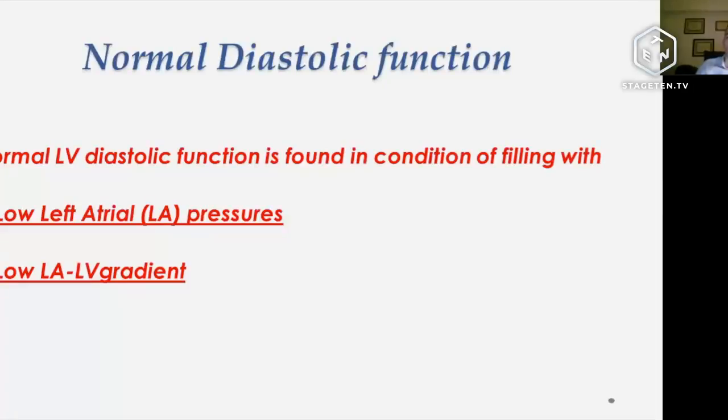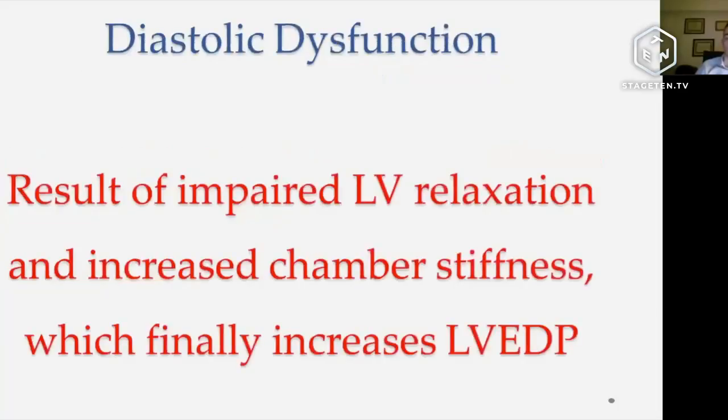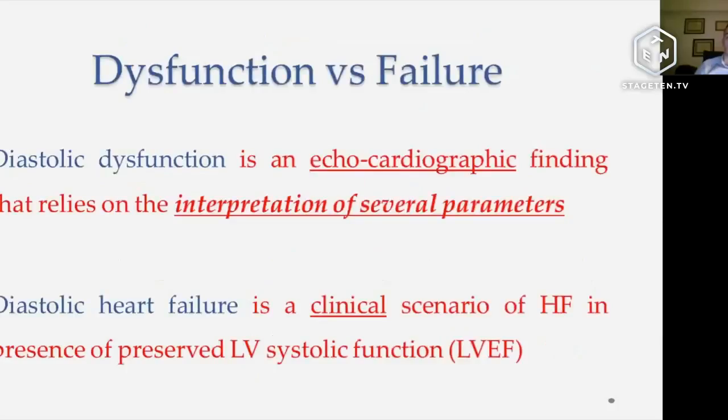I would say that normal diastolic function is a condition in which we have filling of the left ventricle despite low left atrial pressure, and therefore a low left atrial to LV gradient. Therefore, we will have low LV end-diastolic pressure. What happens in diastolic dysfunction, and this definition is taken from the most recent guidelines, is that we have impaired relaxation and increased stiffness of the LV, which finally ends up in LV end-diastolic pressure becoming higher.